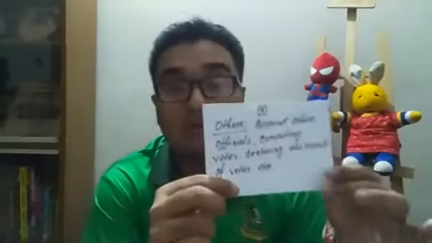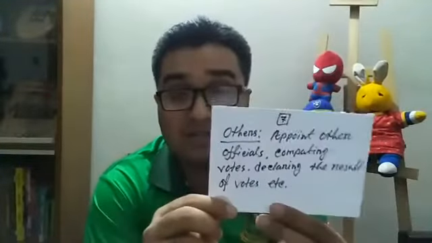Then counting votes. To count the votes is one of the duties of the election commission. And the next thing is declaring the results. After counting the votes, the election commission will declare the results of the elections. So that's all about the functions of the election commission in brief.